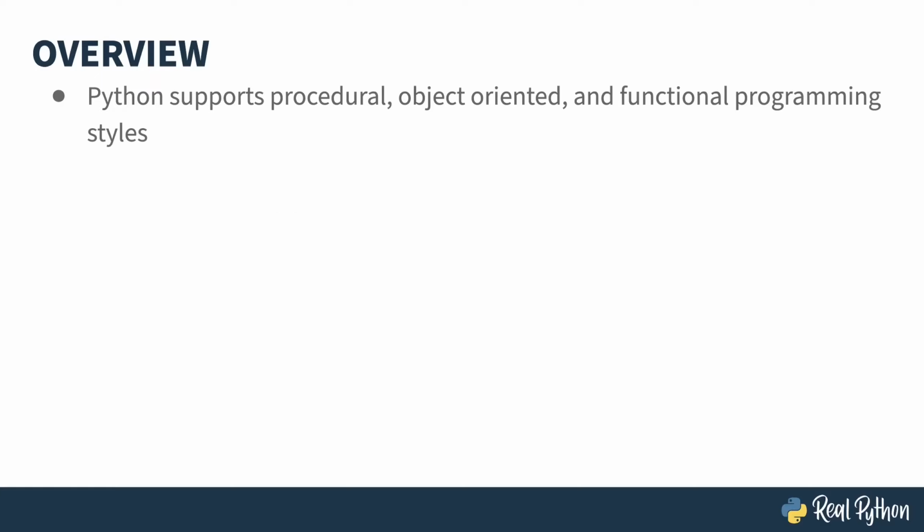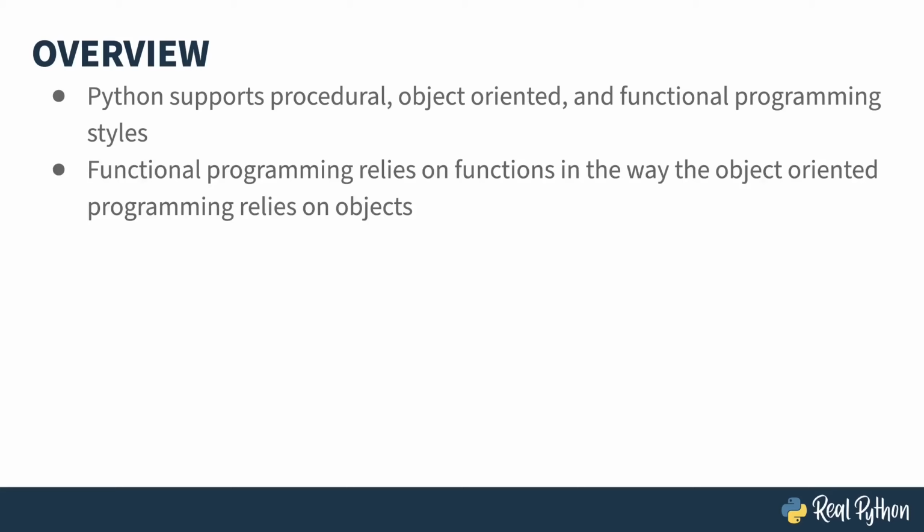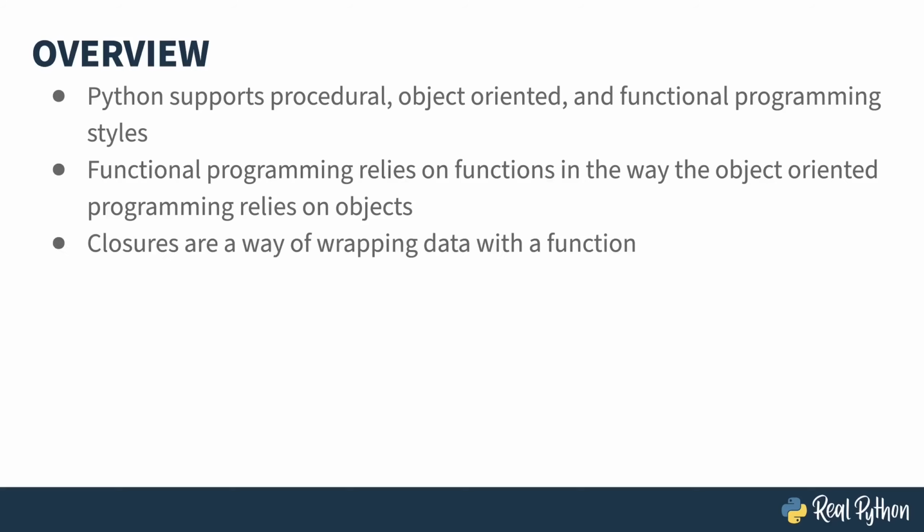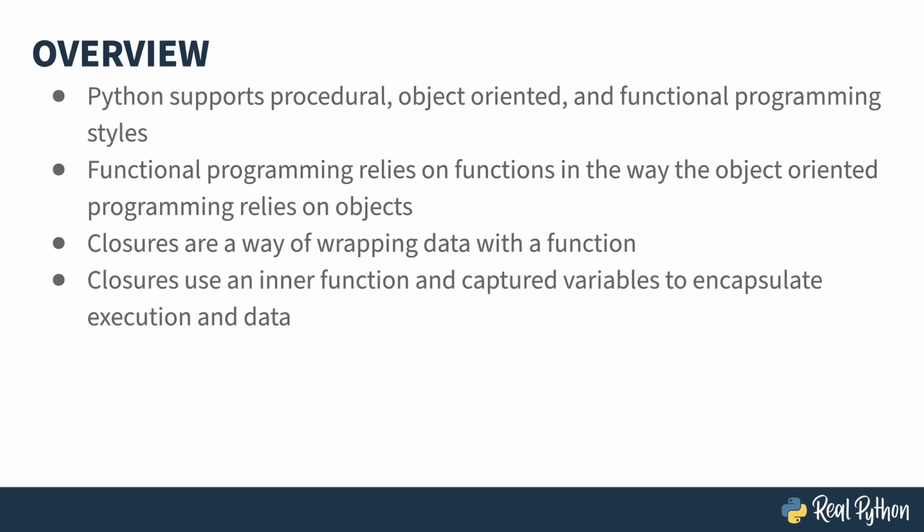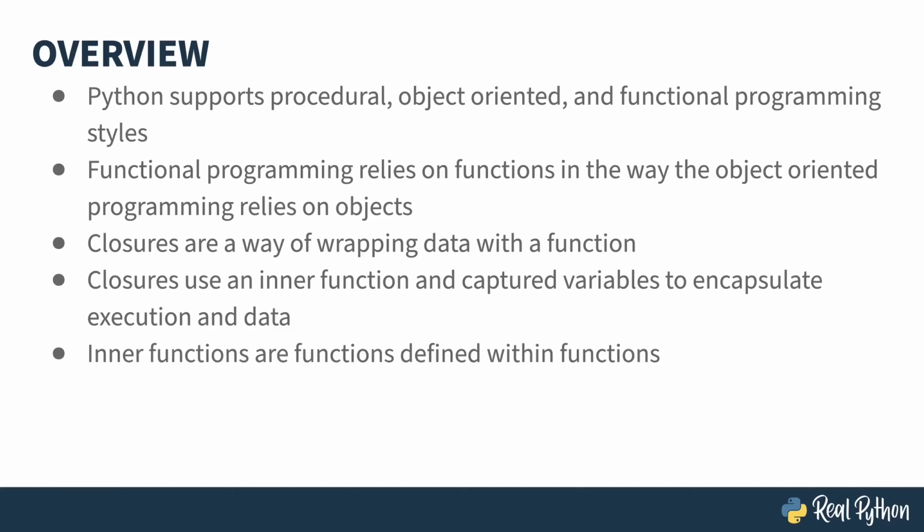Python is considered a multi-paradigm language because it supports procedural, object-oriented, and functional programming styles. Functional programming has a deep history starting with Lisp in the 1960s. This style of coding uses functions as first-class citizens and builds object-like things by encapsulating data within a function's scope. This function plus captured variable state concept is called a closure. To get a closure, you need nested or inner functions. Inner functions are functions defined within another function.